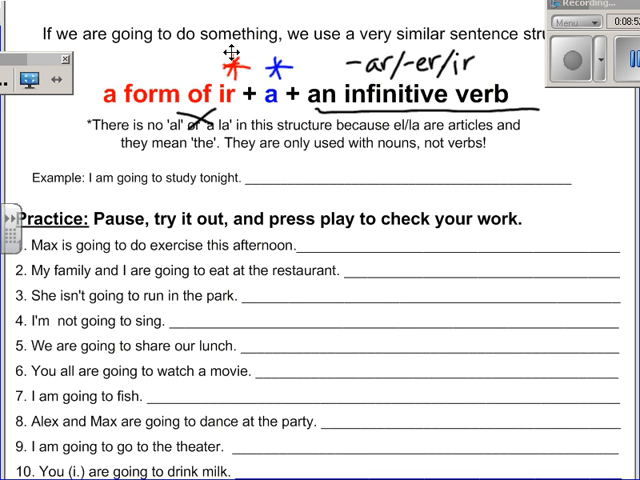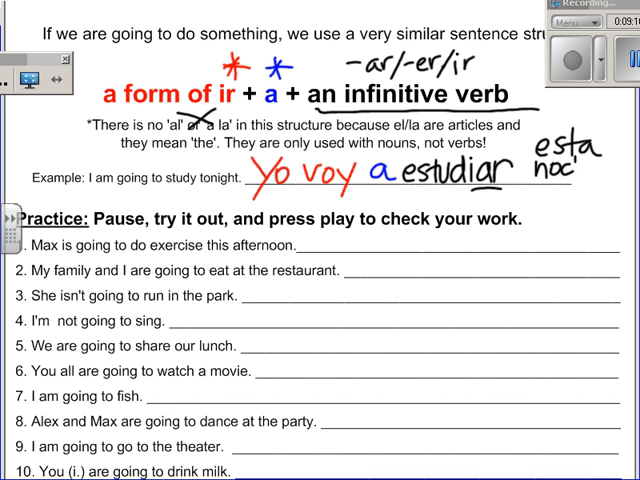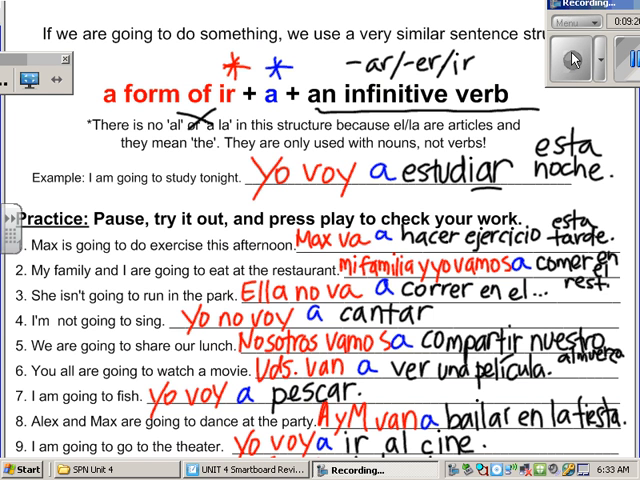Let me show you this construction. I'm going to study tonight. So yo voy, again, still using that verb ir, a, yo voy a, and then I need the infinitive for to study, estudiar, so make sure it has its infinitive ending on it, and esta noche would be this evening or tonight. Yo voy a estudiar esta noche. Why don't you try 1 through 10 now, pause, and start.